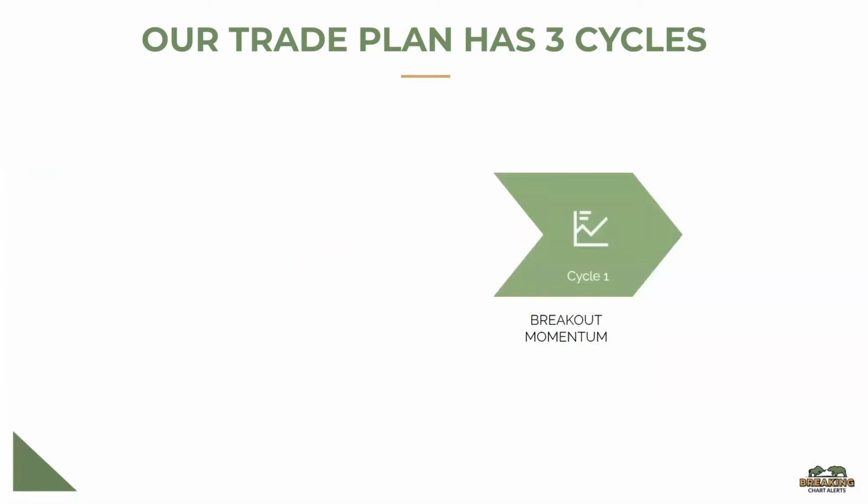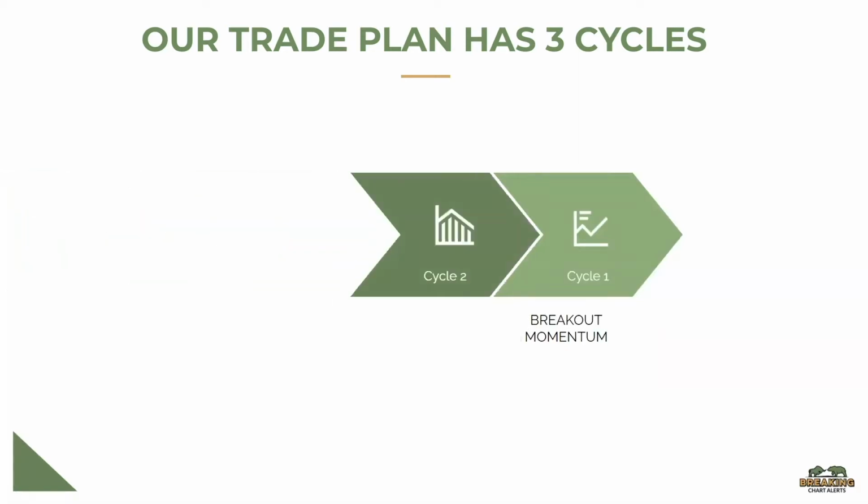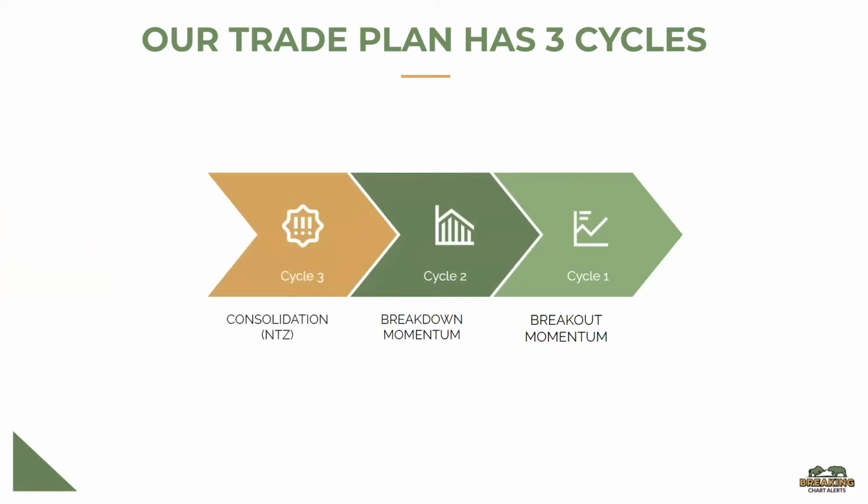Cycle number 1 is going to be our breakout momentum cycle. Cycle number 2 is going to be our breakdown momentum cycle. Cycle number 3, this is going to be consolidation or no trade zone.